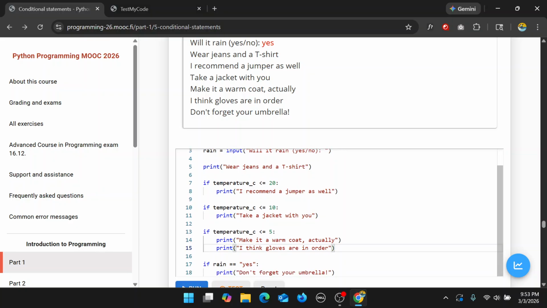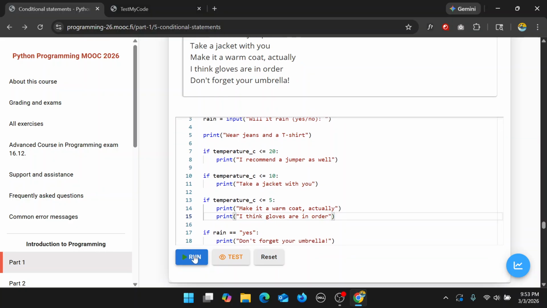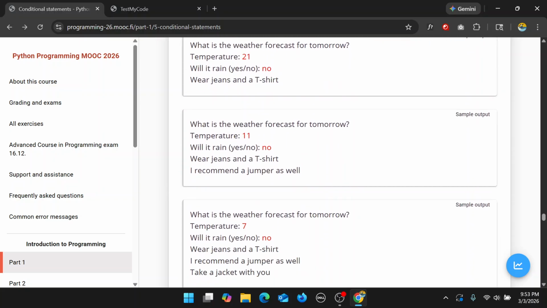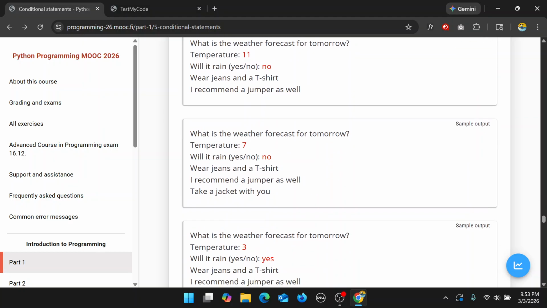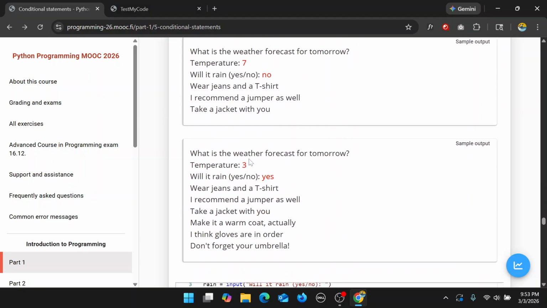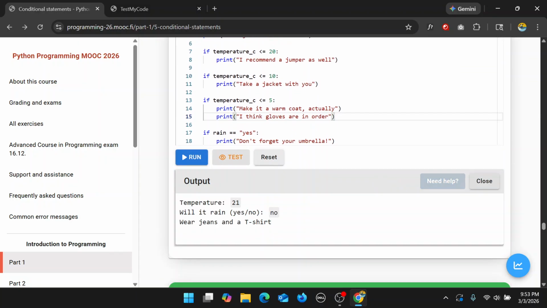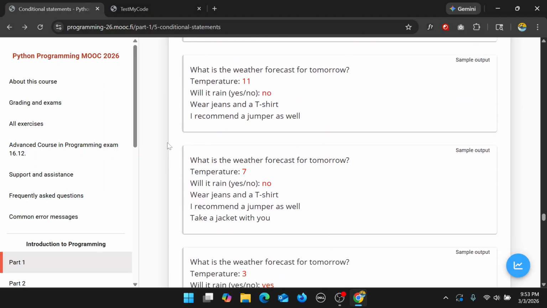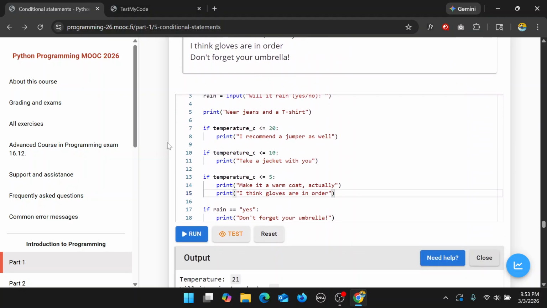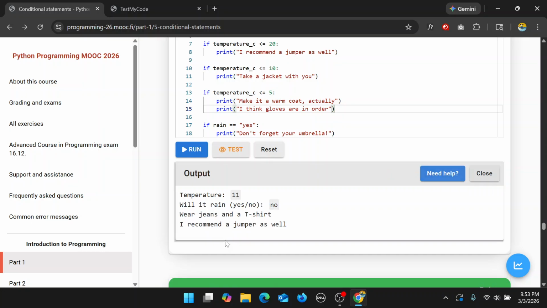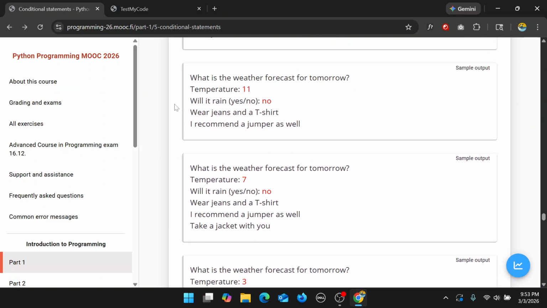Okay, so let's run this. We'll do 21 and no to see if we just get this. Then we'll do 11 and no and see if we get these two, and do 7 and no and see if we get these three, and do 3. Okay, so the first one is just 21 and no. So it just says wear jeans and a t-shirt, which is what we got up here. Then it's 11 and no. It says wear jeans and t-shirt, and I recommend a jumper as well.